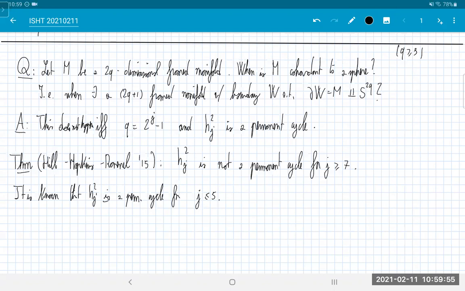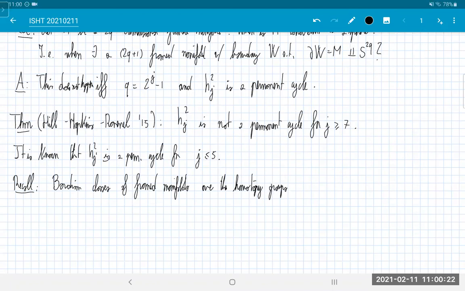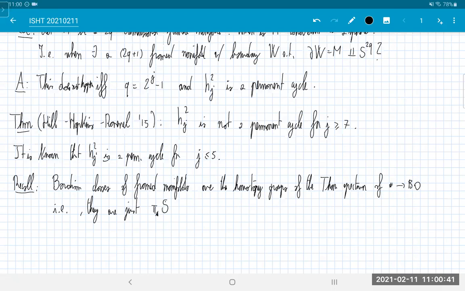Okay, let's start bridging the gap between geometric topology and homotopy theory. Recall: bordism classes of framed manifolds are the homotopy groups of the Thom spectrum of, well, the trivial map from the point to BO. I.e., they are just the homotopy groups of the spheres, because the Thom spectrum of the point is the sphere by definition.